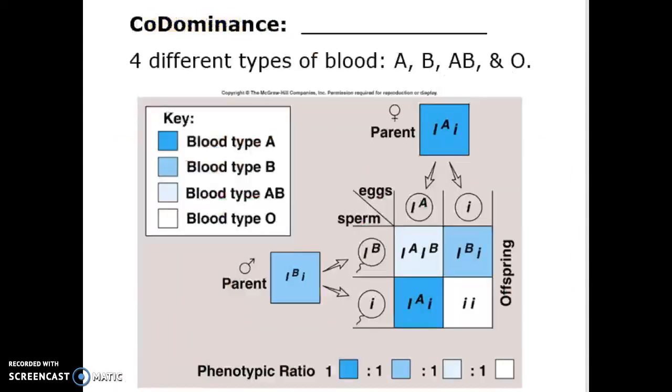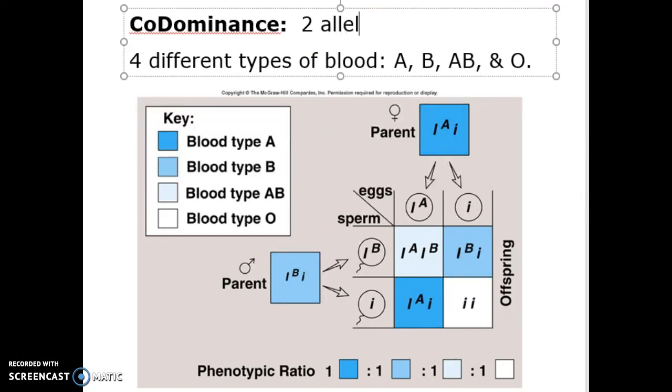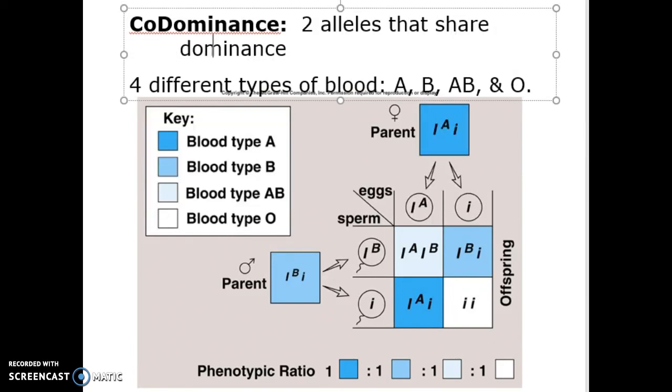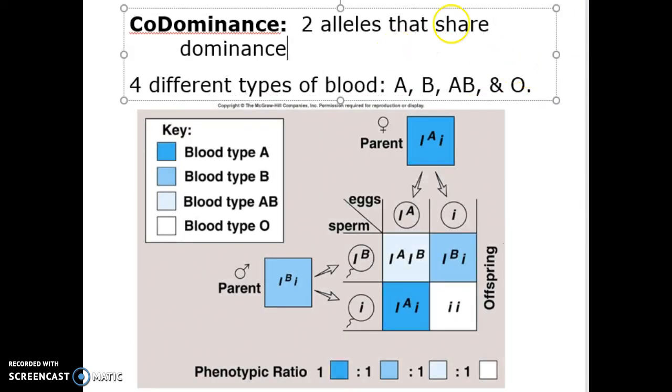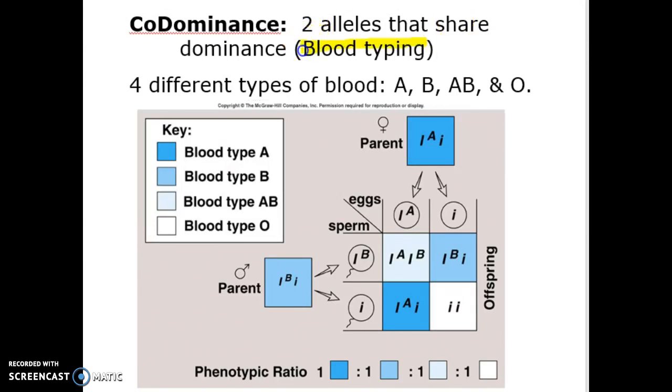Okay, another example, doesn't fit Mendelian rules, is this thing called codominance. In codominance, you're going to have two alleles that actually share dominance. So the only example I want you to focus on in people is blood typing. That is a codominance example here, blood typing. So think about human blood types. We have A, we have O, we have B, and we have AB.